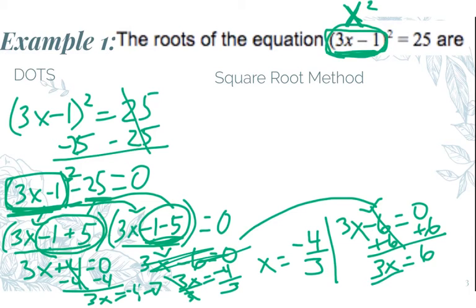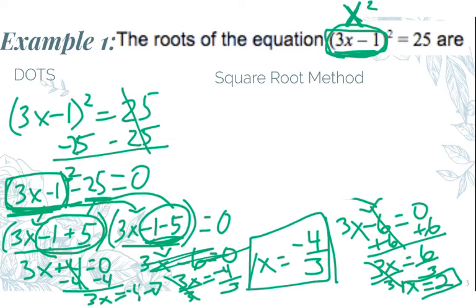Equals 6, and then divide by 3. And my other root would be x equals 2. So those are my two roots: x equals negative 4/3 and x equals 2. Okay, so I'm going to erase that so I have room to do the square root method. But just know we should get exactly the same answer.